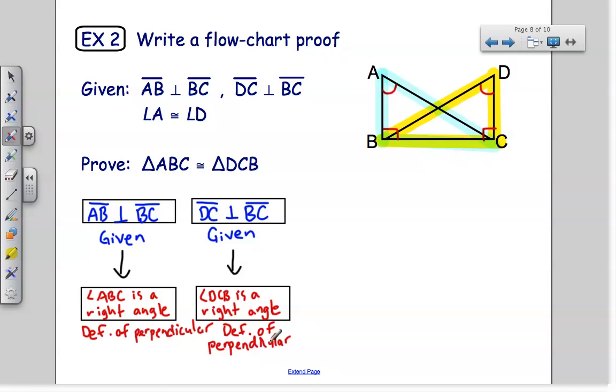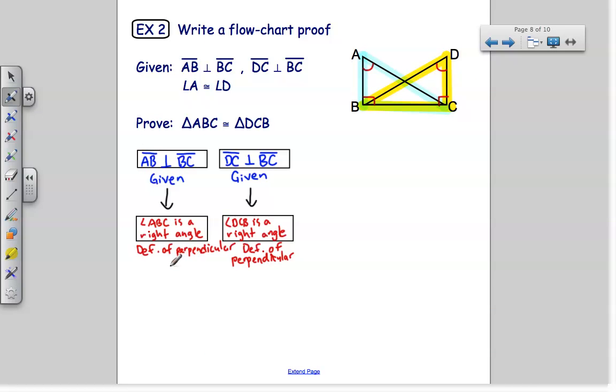Again, reason goes right underneath the statement. Oh boy, okay, so now there's actually more that I have to do with this. I said all of this to show that I have two right angles, but ultimately, if we want to prove triangles are congruent, I need to do a shortcut, meaning I need to show three things are congruent, so I actually have to say that these angles are congruent. I'm going to extend the page here to give myself some room. And I'm going to do an arrow from both of these together because both of these are leading me to a new statement, which is that these angles are congruent.